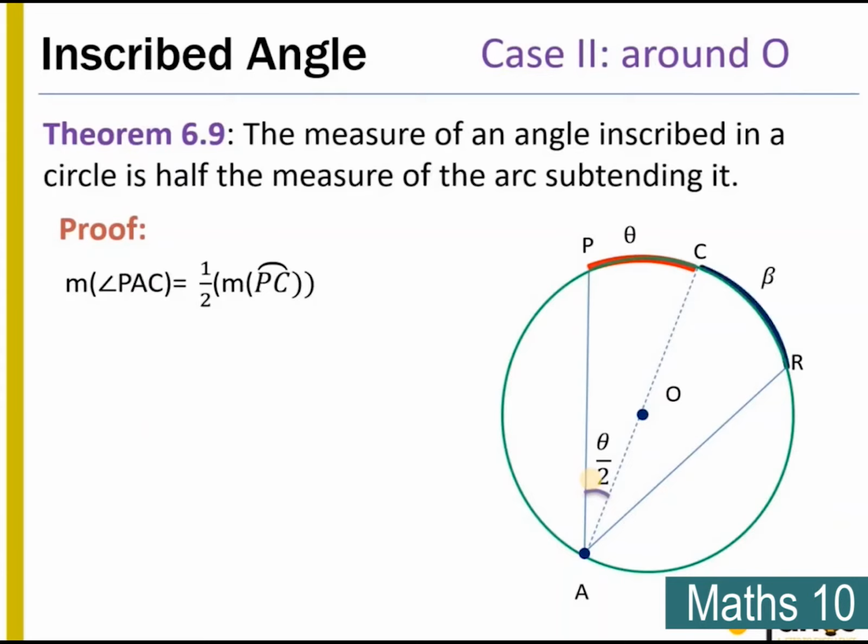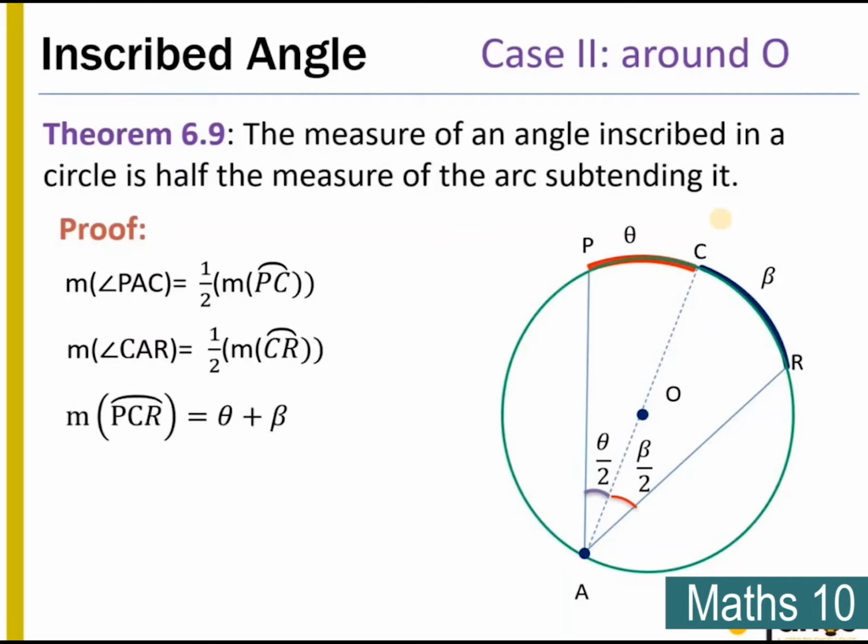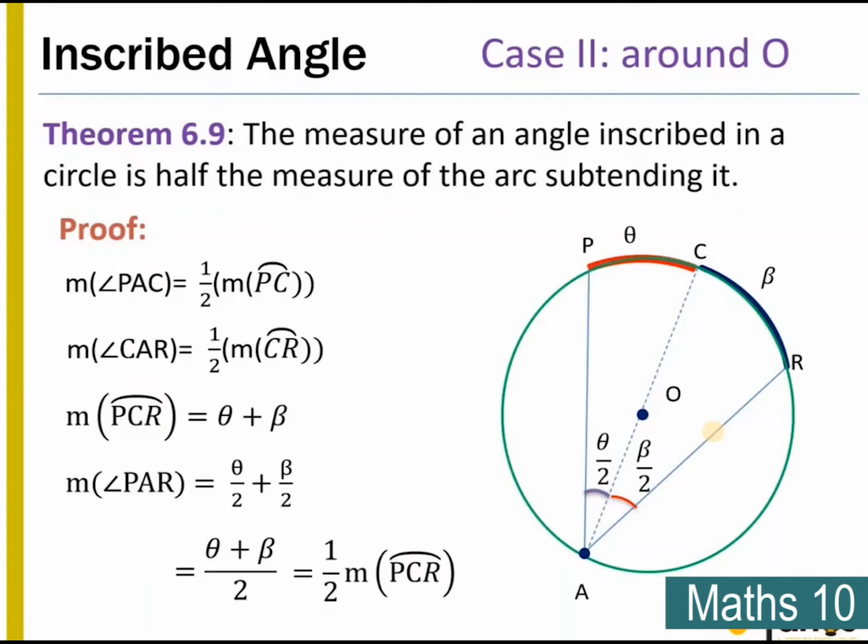And on the other side, this is the arc CR, which we'll call beta, and we know that this angle here is beta over 2. So the measure of angle CAR is half of the measure of the arc CR. If we put all of that together, then the measure of the arc PCR all the way round is theta plus beta, and the measure of angle PAR, this angle here, is theta over 2 plus beta over 2, which is (theta plus beta) over 2, which is half of the measure of the arc PCR.